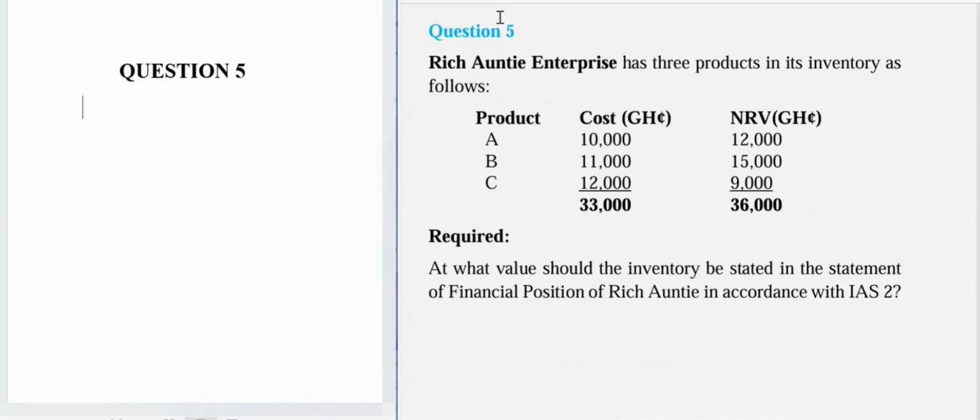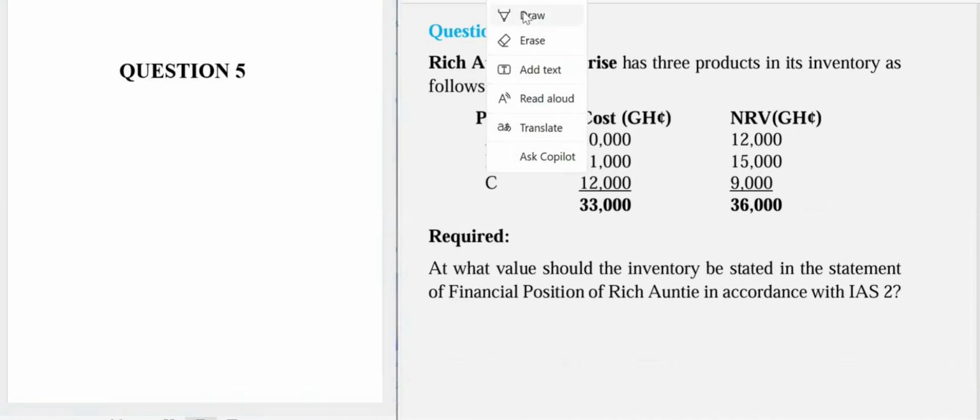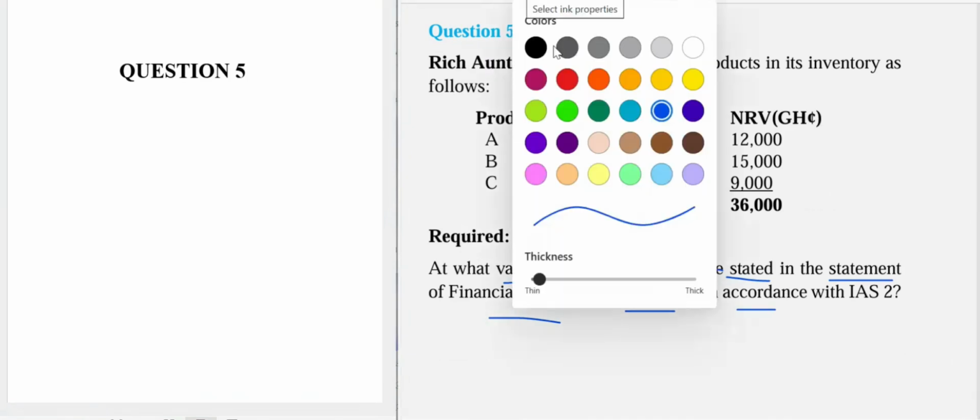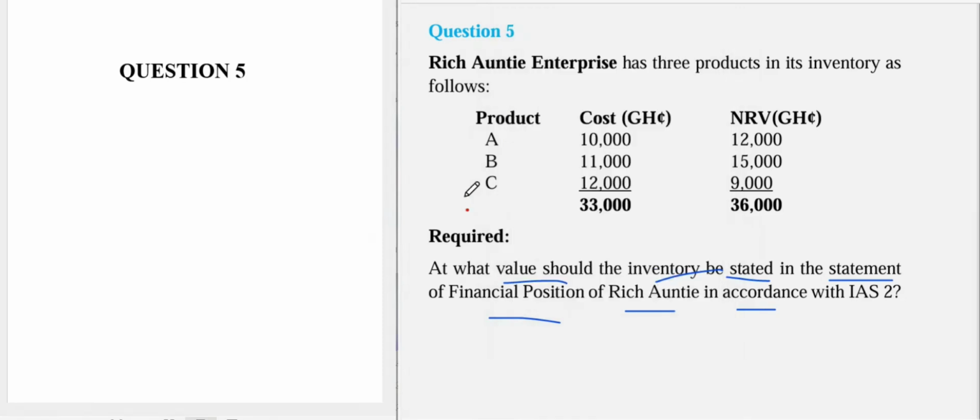And the requirement is: at what value should the inventory be stated in the statement of financial position of Rich Auntie in accordance with IAS 2? We have the total cost to be 33,000, total NRV to be 36,000.